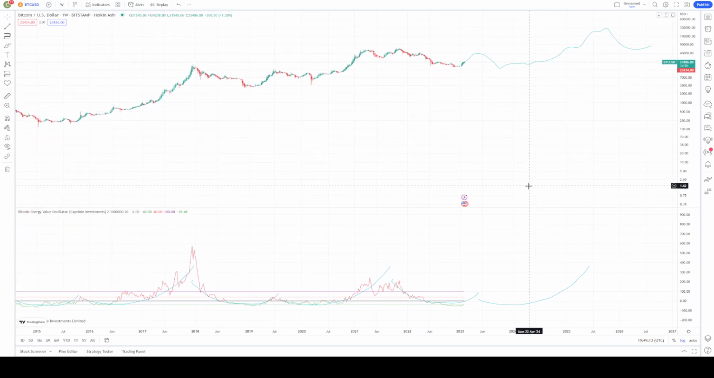This is just an indication of what we might be heading towards. If history is any indication, we could be seeing our energy value oscillator go back up into this area where we have our little get out of the bear market rally, and then we just go sideways for about a year and a half before eventually kicking into a new bull market. But I can't predict the future. This is just yet another indicator that helps us navigate the crypto market.